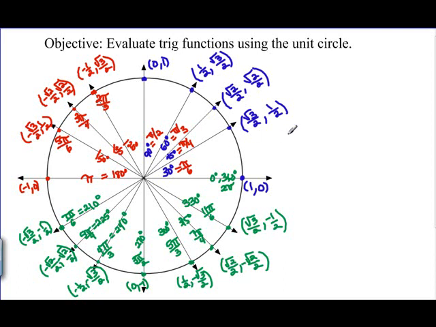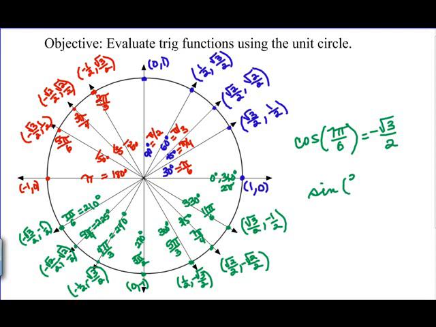So if I wanted to ask you to find what is the cosine of 7 pi over 6. Well, as long as you know that it's one of these standard angles, 7 pi over 6 is here. The cosine of that is the x value on the unit circle, which would be the negative square root of 3 over 2.